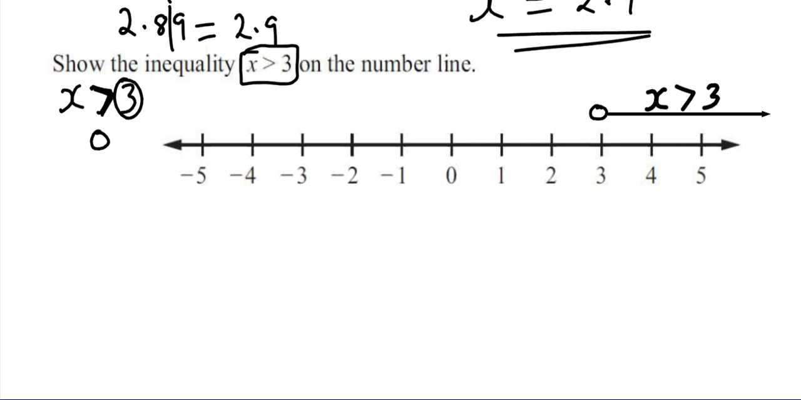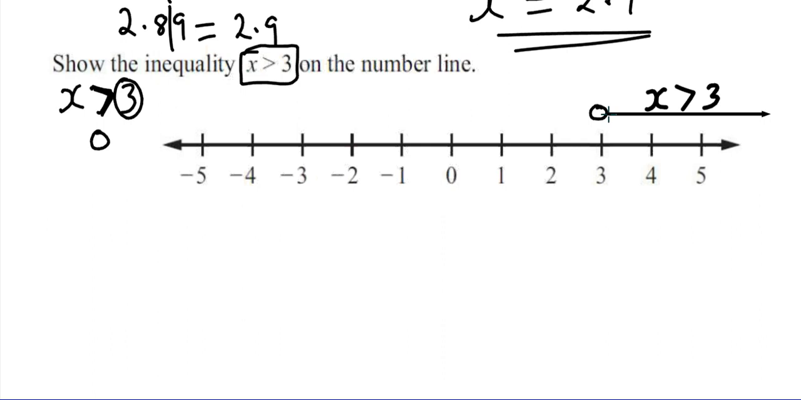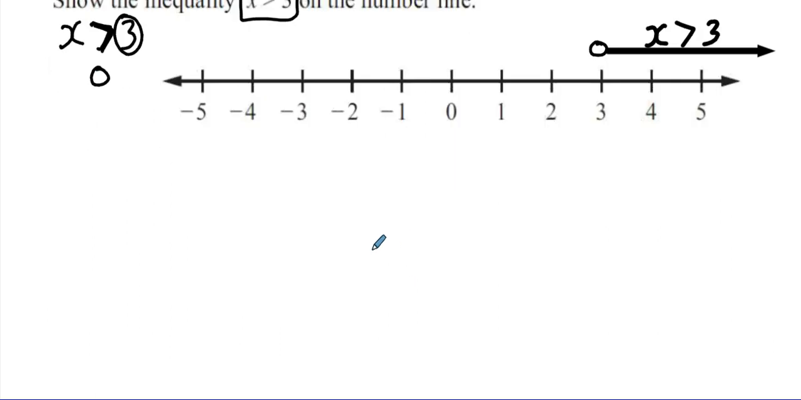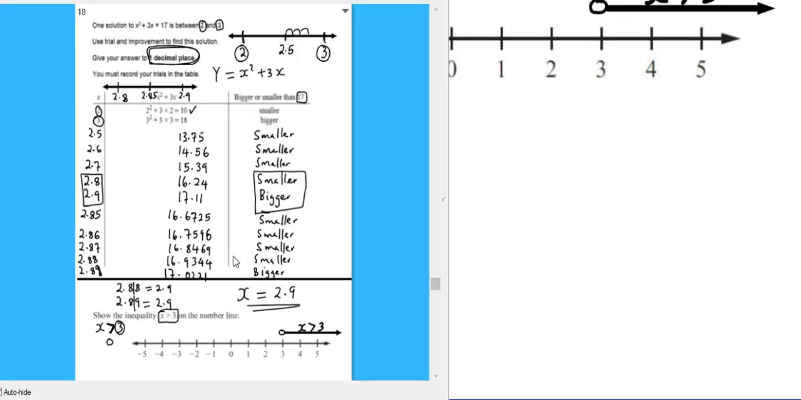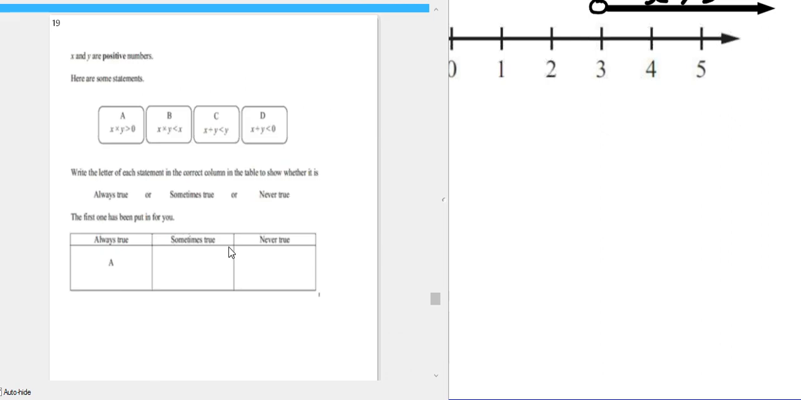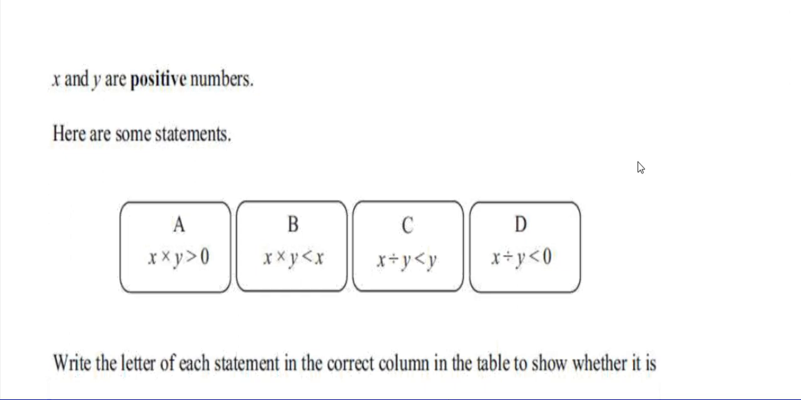Let me use a heavy line over here. Okay, these numbers here are the ones which are bigger than 3. Alright, let us proceed. We have done this page, and then let us move on to the next page. Okay, the next page is here.